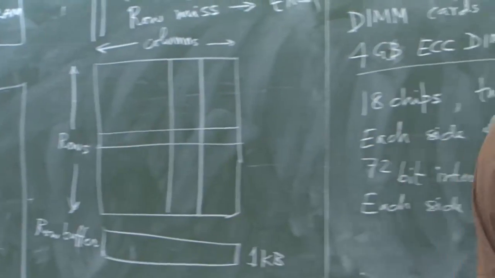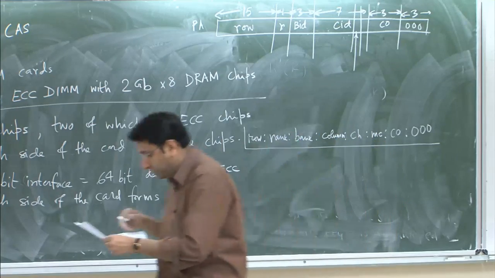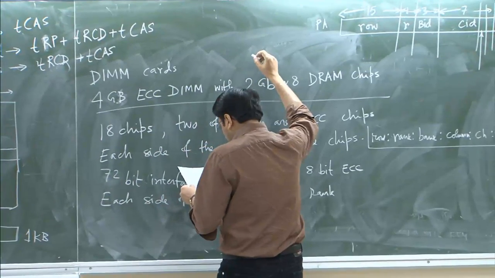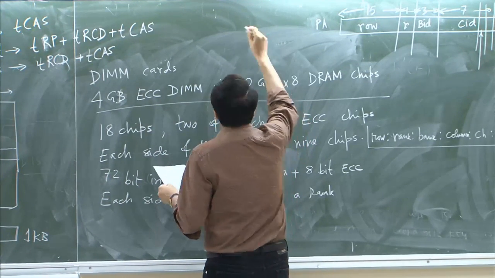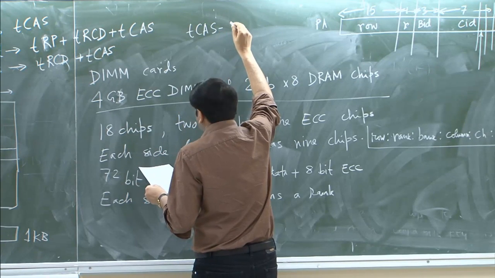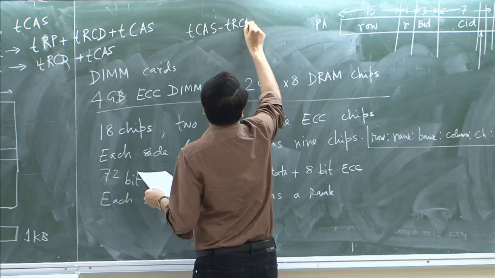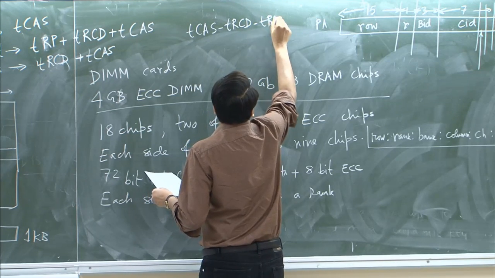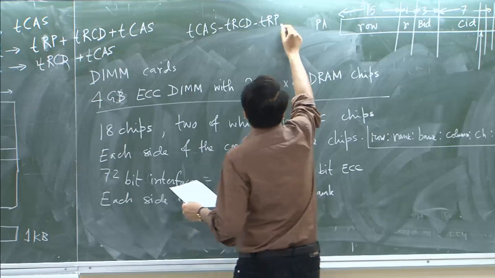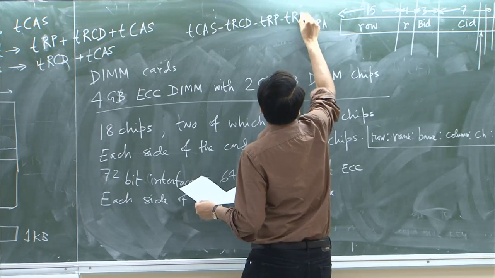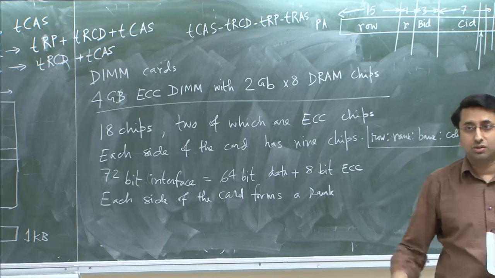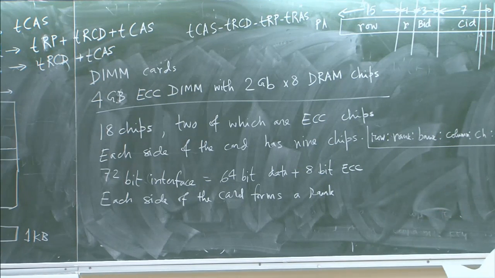I think that's about it. The latency parameters I've just mentioned are specified as TCAS, TRCD, TRP. So that's the three numbers. You often find a fourth number, which is TRAS, the time taken for a RAS operation. That's how the DRAM sheets normally specify the latency parameters.